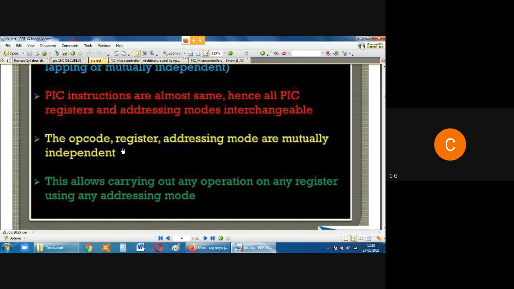But in the case of a microcontroller, you name register A, and then you give the value. That data will be stored in the register. See how user friendly the programming is becoming. That is the advancement in the newer versions of this.